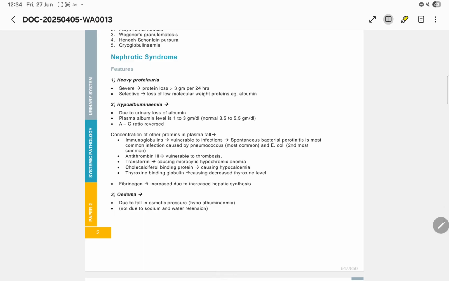In nephrotic syndrome, we will see heavy proteinuria. There it was less than 3 gram per day, but here it is more than 3 gram per day. Here proteins, especially albumin, are lost. Since the albumin is lost, we will see hypoalbuminemia. Usually the plasma albumin level is 3.5 to 5.5 gram per dl. But here the albumin level falls to 1 to 3 gram per deciliter.